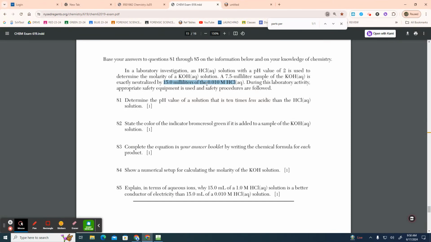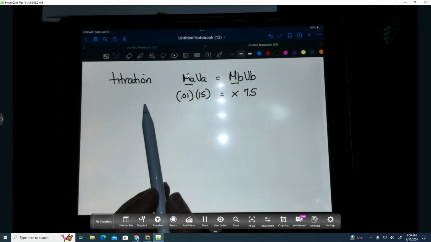Even if you didn't know which one was the acid and which one was the base, you knew those two numbers had to go on the same side of the equation. And then you can do the math if you want, but it doesn't ask you to do the math. It says, show a numerical setup. So this is the numerical setup.